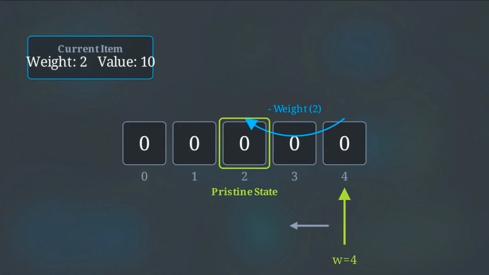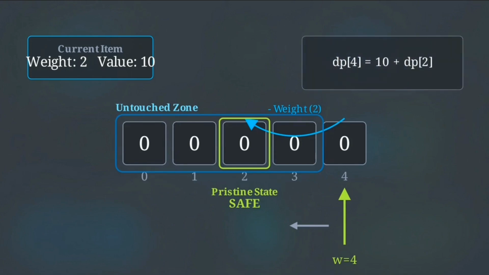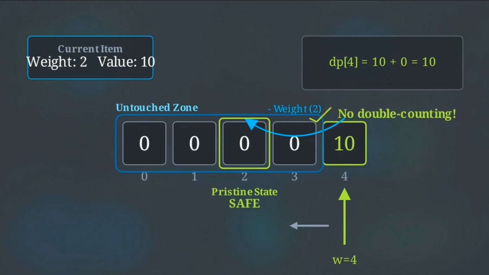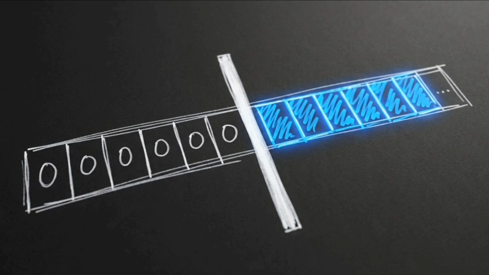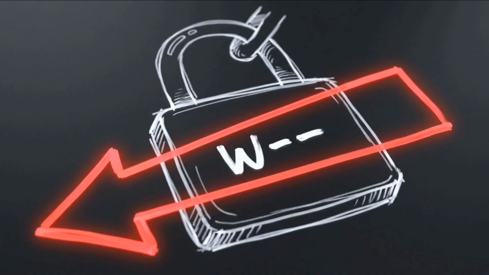This calculation is safe. Because the loop is moving backwards, capacity 2 has not been touched yet during this specific iteration. The algorithm updates capacity 4 using the previous row's exact state, preventing any possibility of double counting. Backward iteration strictly preserves the historical boundary within a single array. Loop directionality is a rigid mathematical constraint. The direction of the pointer dictates exactly which optimization problem the machine is solving.